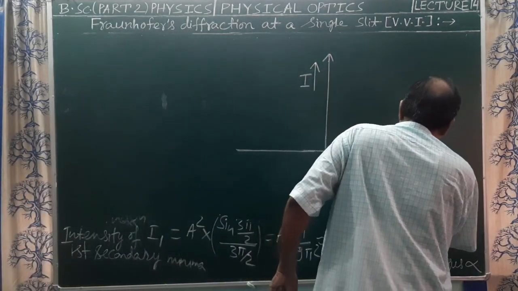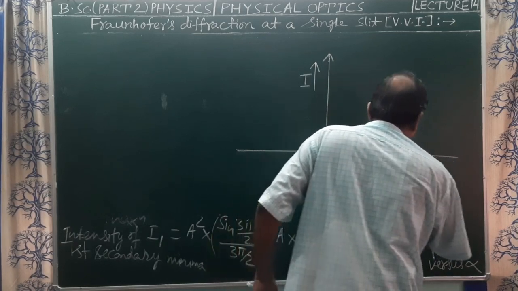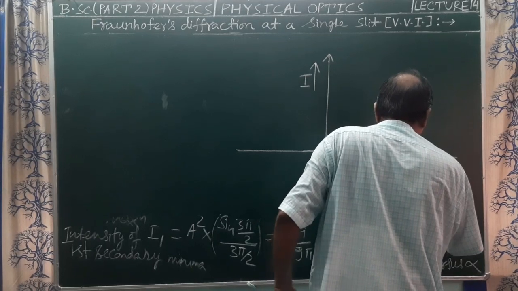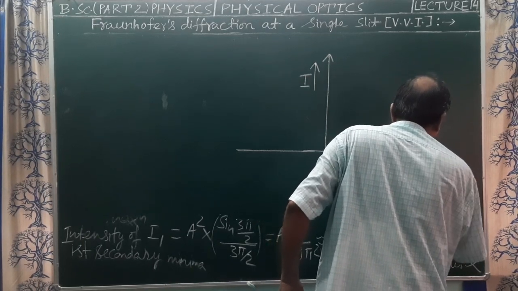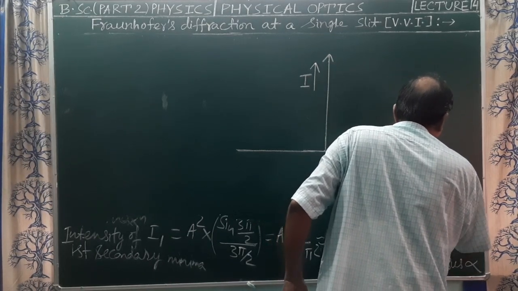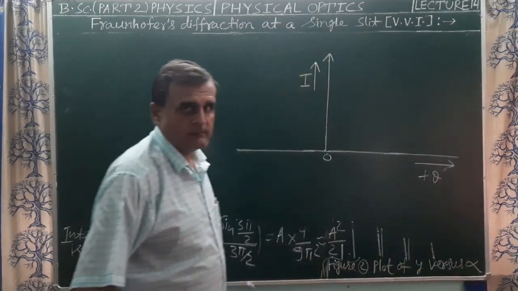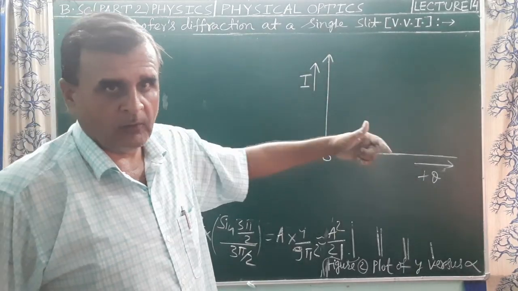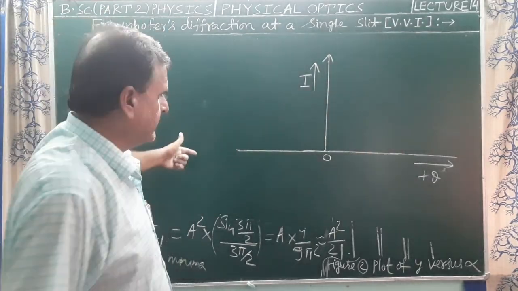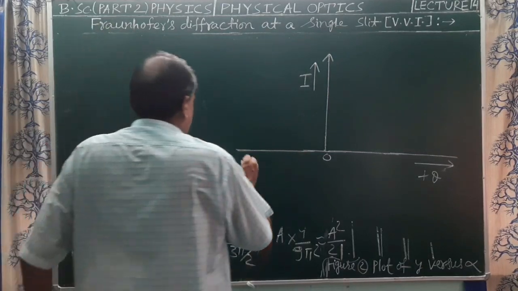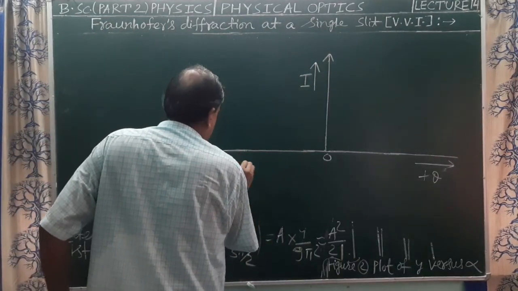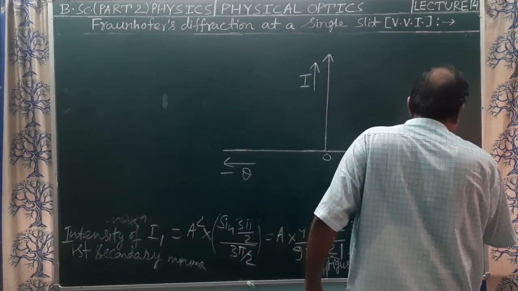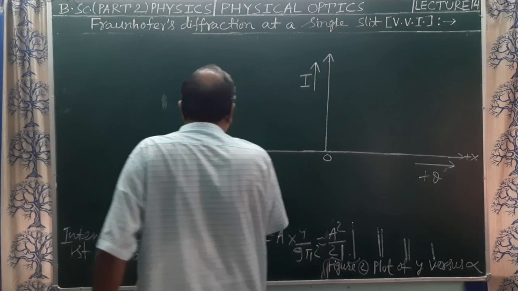So this is plus theta, that is along the right of the center O of the screen, where theta is plus angle of diffraction. The directions of maxima and minima are represented together along the positive x-axis and negative x-axis also. So along the negative x-axis it is minus theta, and along the positive x-axis it is plus theta.